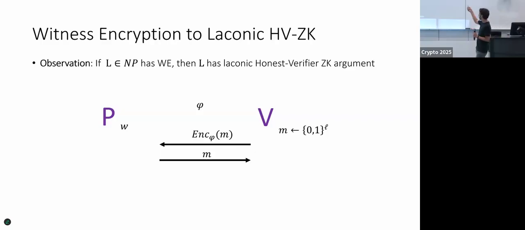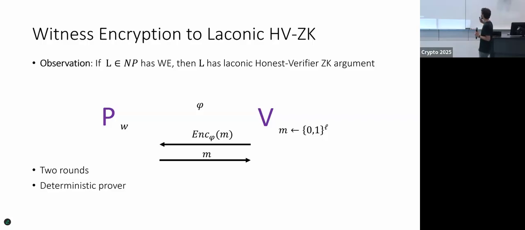And if phi is in the language, then the prover will be able to convince the verifier by sending the right message. But if phi is not in the language, the best the prover can do is basically to guess the value of M, because of the security of the witness encryption. And this is a laconic honest verifier zero-knowledge protocol, and it also has other nice properties. For example, it only has 2 messages.